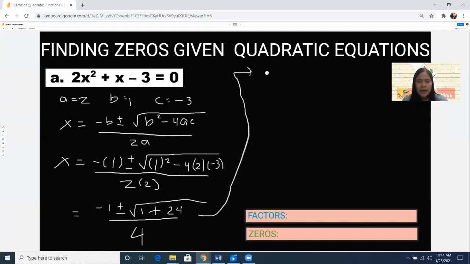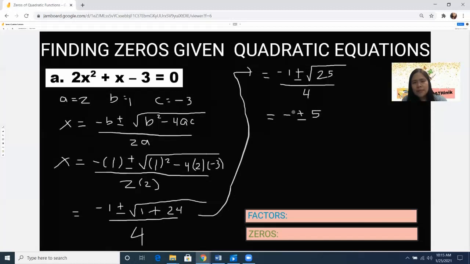Okay, let us have now equals negative 1 plus minus. Let us simplify the number inside the radical symbol. So we have 1 plus 24 is 25. Oh my God, this is a perfect square. Square root of 25 is 5, positive and negative 5. Then 4. Then let us simplify it. We have negative 1 plus minus square root of 25 is 5. Don't forget the 1, and then over 4.